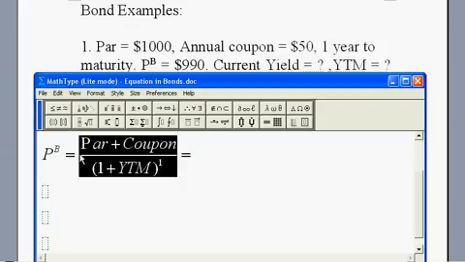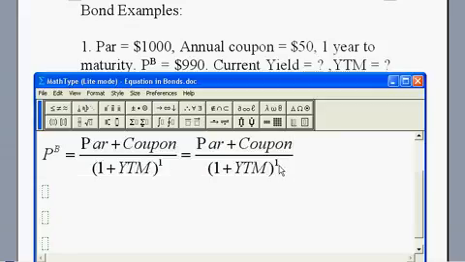So anything to the first power is itself, so in the denominator here, we only have 1 plus the yield to maturity. Now, in this formula, I can hardly see how I can get the yield to maturity. I have to solve this one equation for this one unknown, the yield to maturity, right? To do that, I have to move the yield to maturity itself to the left-hand side of the equation. The first thing I do is divide both sides by the bond price and then multiply both sides of this equation by 1 plus yield to maturity.